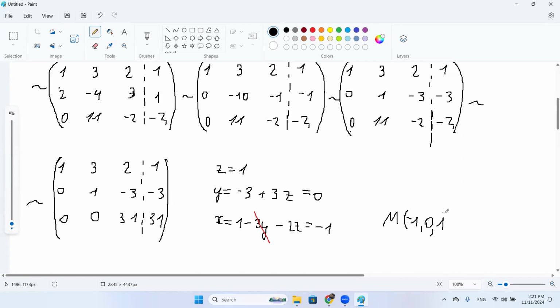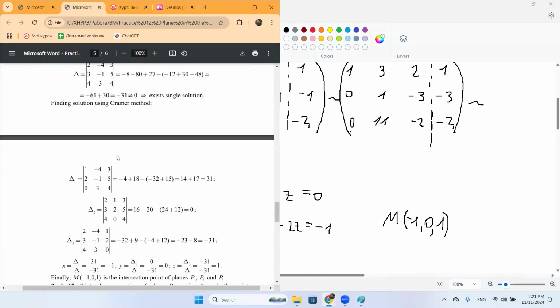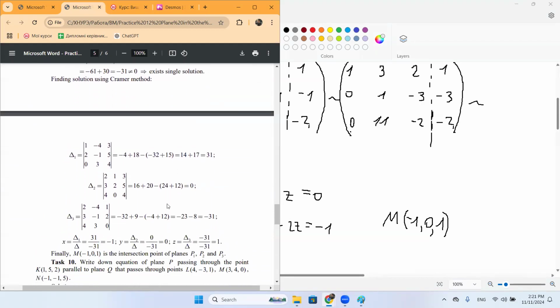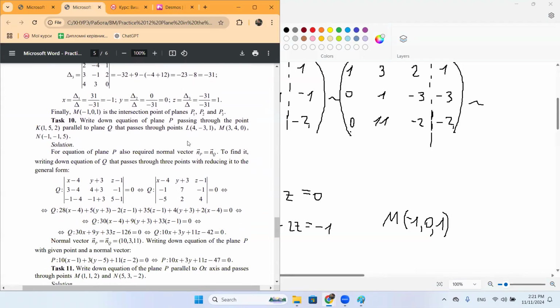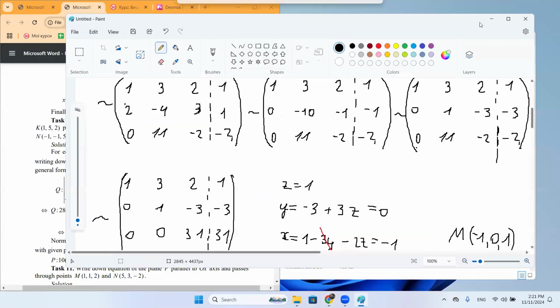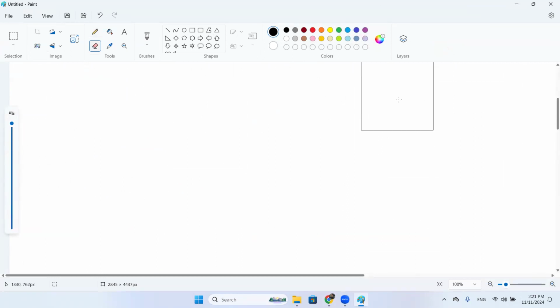So the coordinates of the point M are minus 1, 0, 1. And let me check if everything was calculated correctly. Yeah, so minus 1, 0, 1. Here, Cramer's method, but the result is the same anyway. Any questions about this task? That's basically what you were doing before, so long time ago.